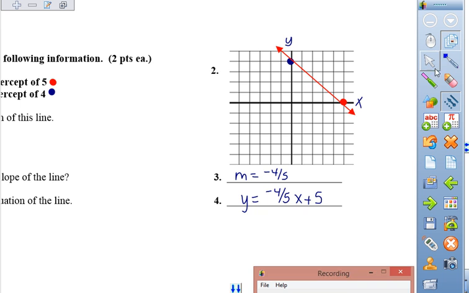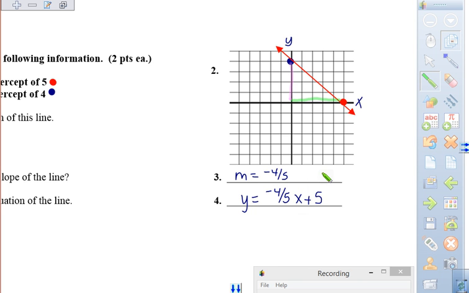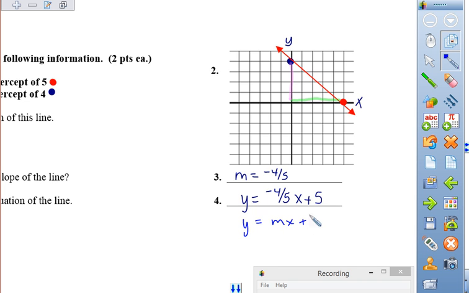Then it says calculate the slope. So I'm looking for rise and I'm going down 4. And then I'm looking for my run, and I'm going forward 5. So my slope is negative 4/5. Then to write my equation, I'm going to use y equals mx plus b. So my m we just calculated, and my b is where it crosses the y-axis, which we already have. So that's where that 5 is coming from.